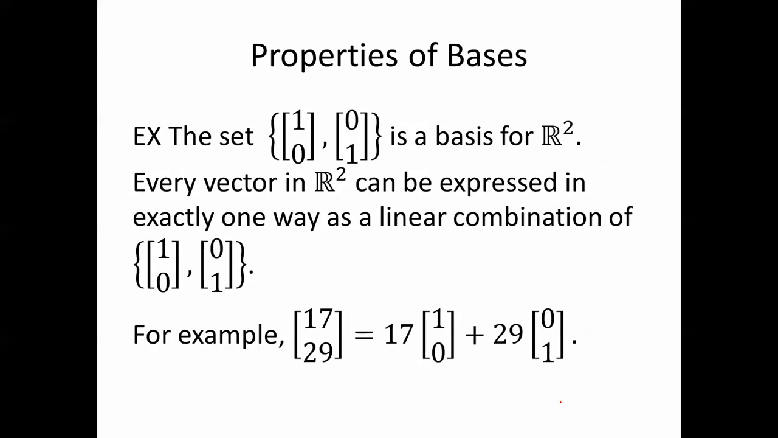For example, the set {(1, 0), (0, 1)} is a basis for R2. Every vector in R2 can be expressed in exactly one way as a linear combination of these two vectors. For example, 1729, Ramanujan's number, can be written as 17 times this vector plus 29 times this vector.